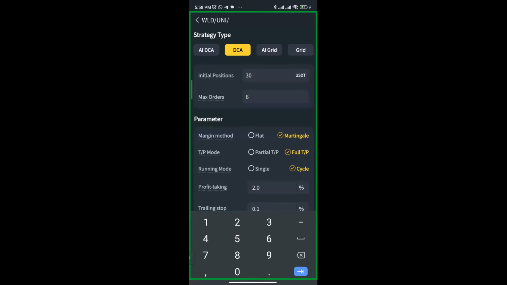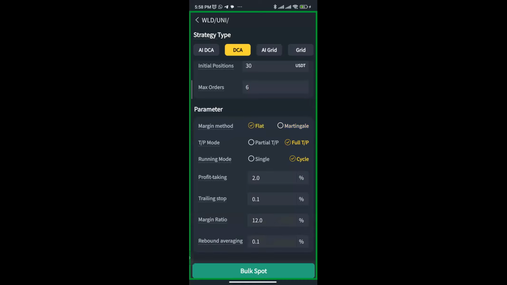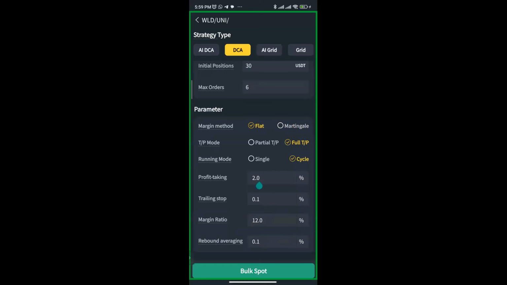All right. So the next is the parameters. I pick on flat. So after that is full TP. Then my profit taking, 2% is okay for me because I want to go in and out every single day. So 2%. The next is trailing stop. Every other thing is okay. So my margin ratio, I want to put it at 5.